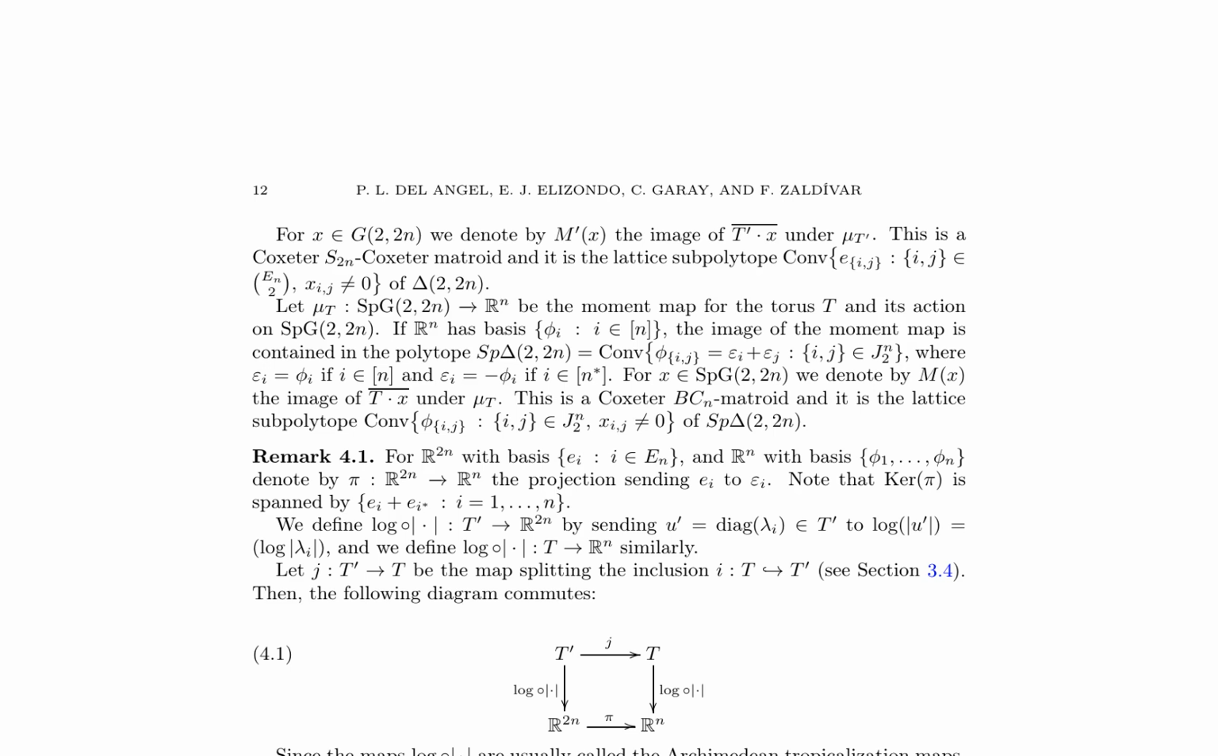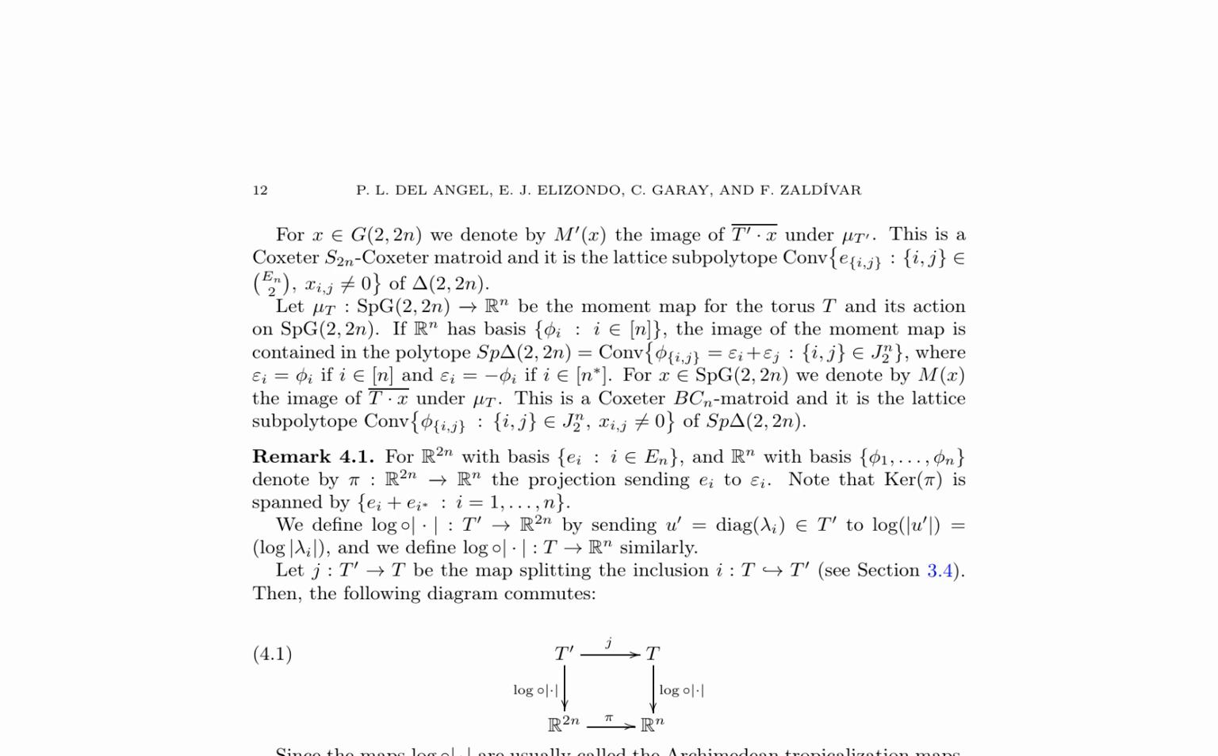The moment map for the torus T and its action on SPG 2n is defined, with its image contained in the polytope SP increment 2n. The projection map pi from R^2n to R^n is defined, sending A to epsilon I, with its kernel spanned by A plus A. I equals 1, n. The Archimedean tropicalization maps log are introduced, and a commuting diagram relates the maps log and pi.